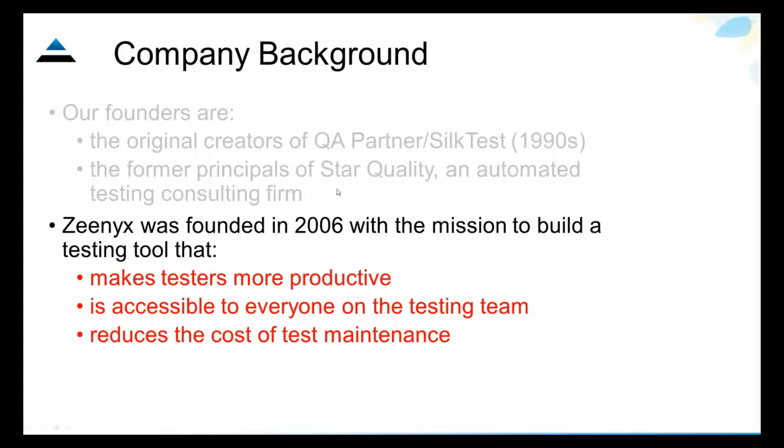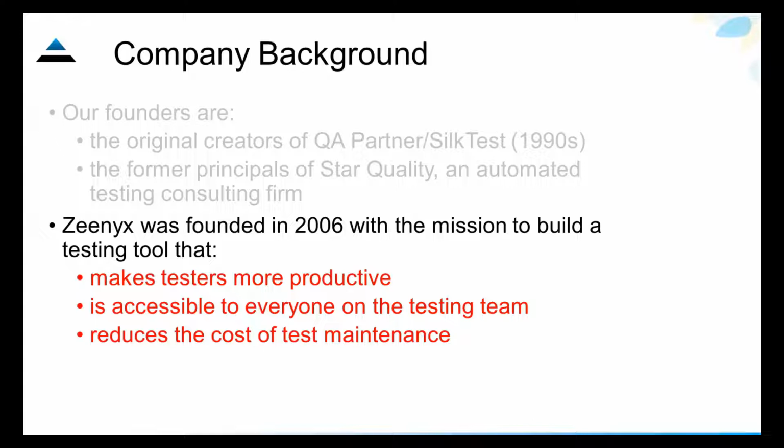When we eventually founded Xenix in 2006, we had a mission to build a testing tool that makes testers more productive. What we were finding was that it was taking too long to develop test automation. We also learned that a lot of the folks that wanted to automate tests were not programmers. They didn't have scripting skills. And so building robust automation was beyond their reach. We decided we wanted to build a tool that was accessible to everyone on the testing team.